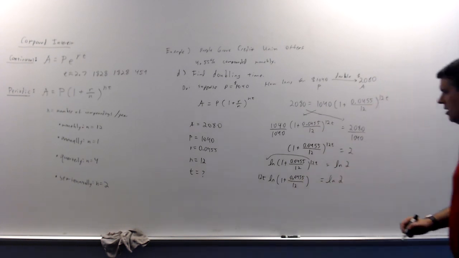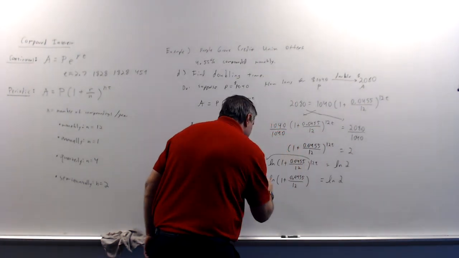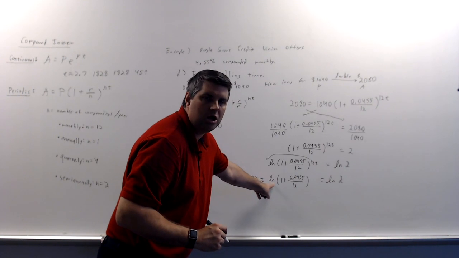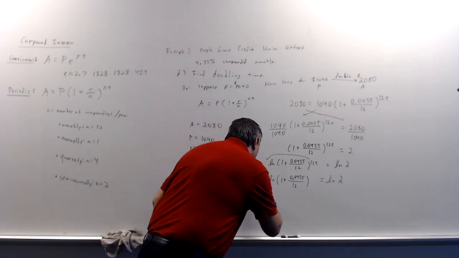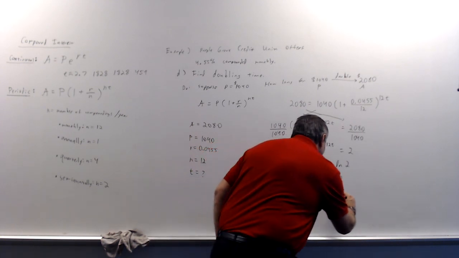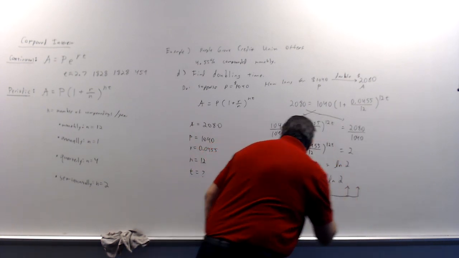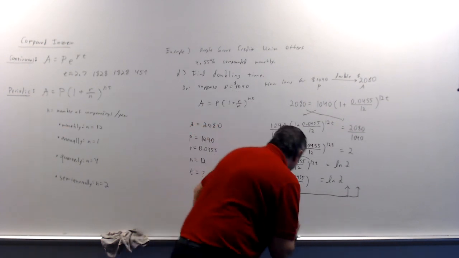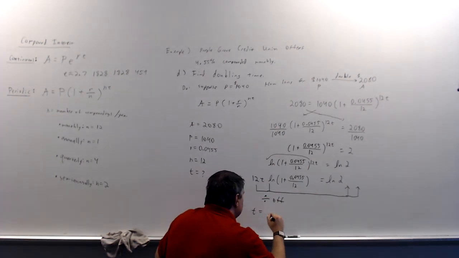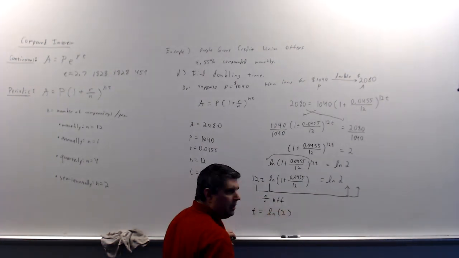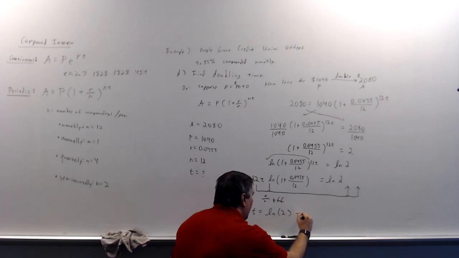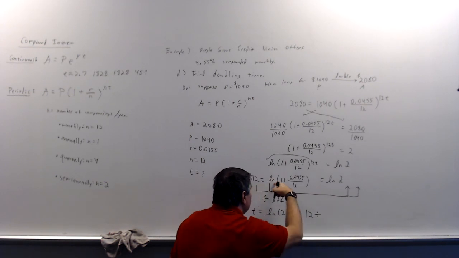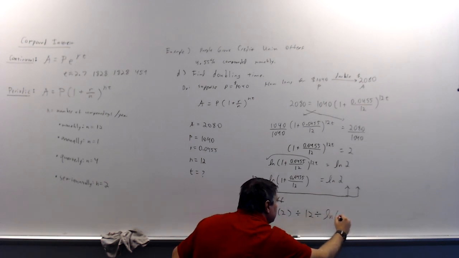Okay, so here's what I have going on. T is being multiplied by 12 and this natural log. So I will divide both of those off. Divide off. So the t equals natural log of 2, to be on the safe side, I will put it in parentheses, divided by 12 divided by the natural log of a bunch of stuff.